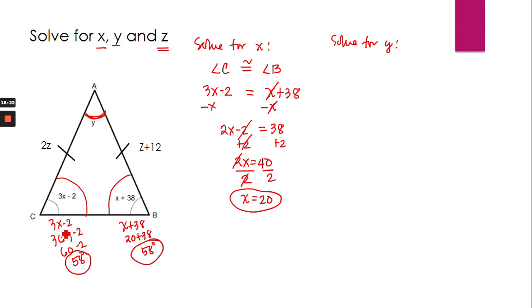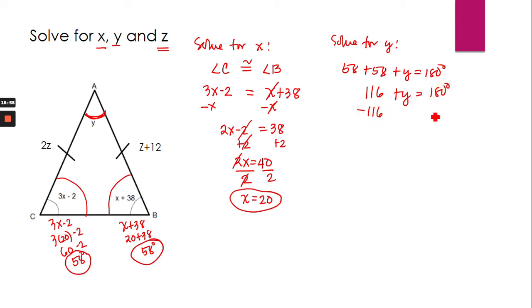Solve for y, this is your y. Okay, so if angle C is 58 and angle B is also 58, therefore angle A, which is your y, will be the third angle. So that will be 58 plus 58 plus y is equal to 180, because the sum of the three angles is always 180. So this will be 116 plus y equals 180.